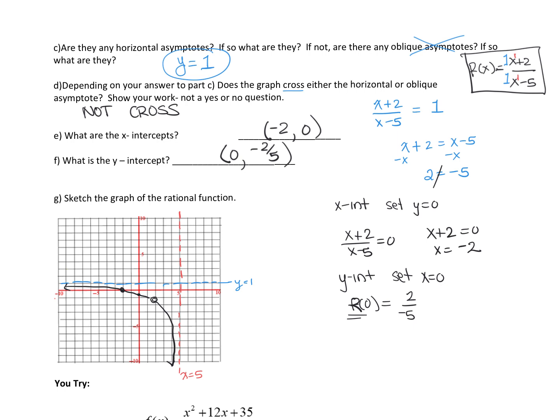So let's have one extra point. We know it doesn't cross, so we don't have to worry about that. Let's plug in, say, 7 and see what we get. So r of 7 is going to be 7 plus 2, which is 9, over 7 minus 5, which is 2. So we get 4.5. It'll be right there. And then I can kind of sketch this last piece in. So as long as we go through each one of those steps, we should be able to sketch and we won't have to pick up our graphing calculator.